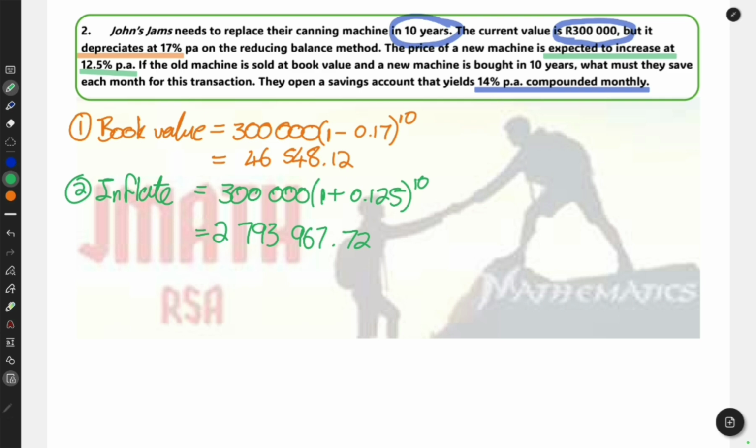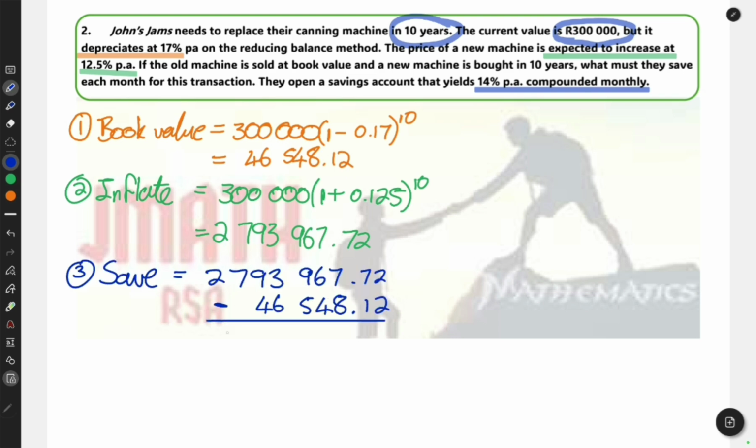Now, for step 3 in sinking funds, I need to subtract those two answers to figure out what this company needs to save. So I'm just going to label this save. And if I subtract that, I see this company still needs to save 2,747,419.60. Okay, now I can get to step 4, which is what should X be for this company to be able to replace in 10 years' time. So they need to save close to 3 million Rand.